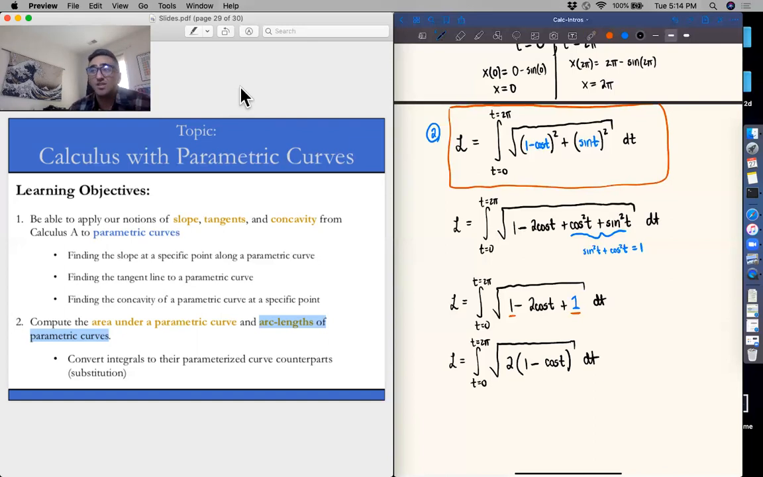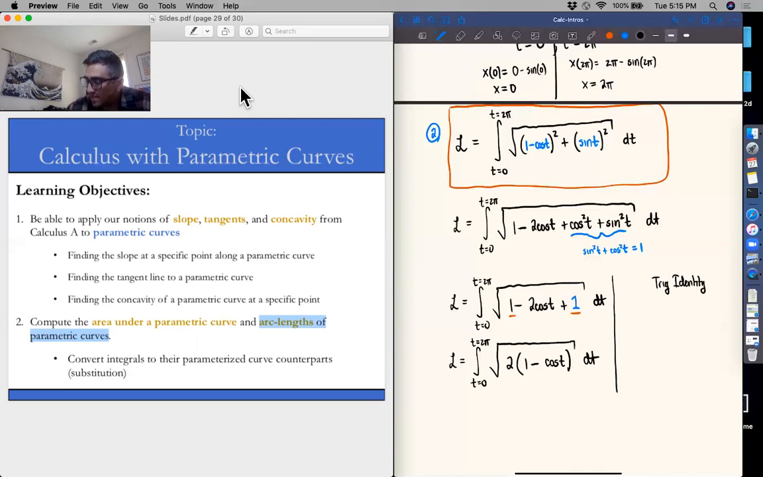Well, this is still looking like a pretty difficult integral, I don't know about you. And in fact, we can use some trig identities to help us out here. So let's do a quick aside for a moment. And this is a non-obvious trig identity.